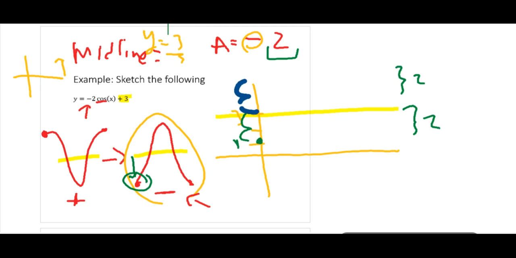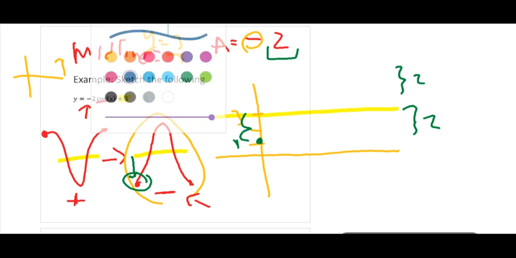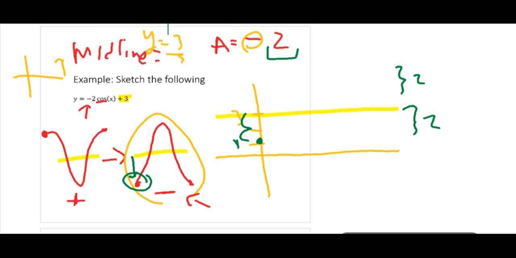Sorry, that is way too... So going up in the other direction, it's going to go up by 2. So we start at 3, so that's 4, and now that's going to be 5. Okay, so what that means is that it's going to go around the midline, and the lowest point it'll go is 1, and the highest point it'll go is 5.